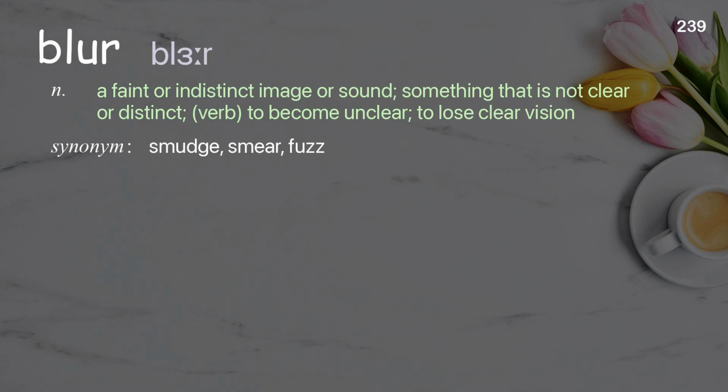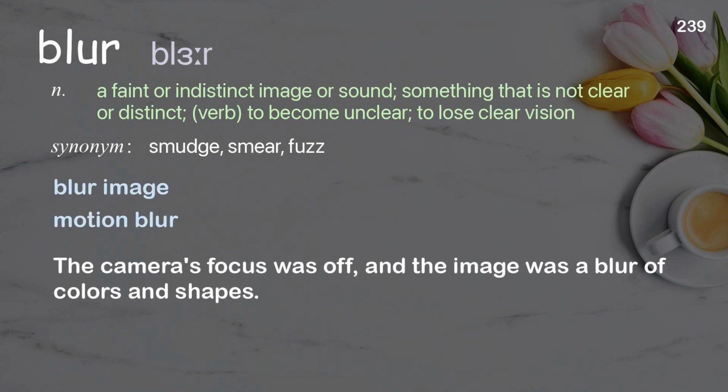Blur. A faint or indistinct image or sound; something that is not clear or distinct. Verb: to become unclear, to lose clear vision. Examples: Blur image. Motion blur. The camera's focus was off, and the image was a blur of colors and shapes.